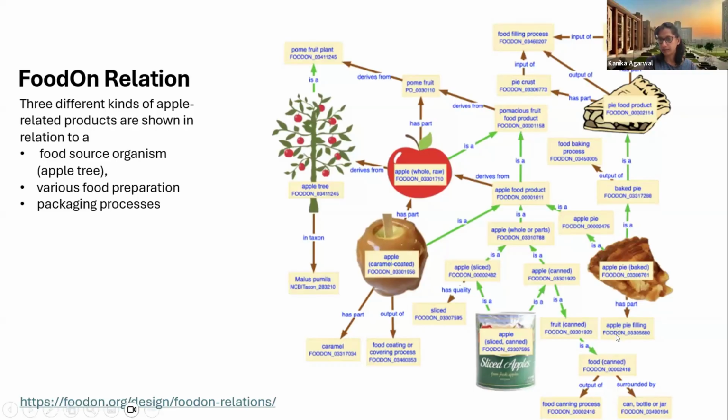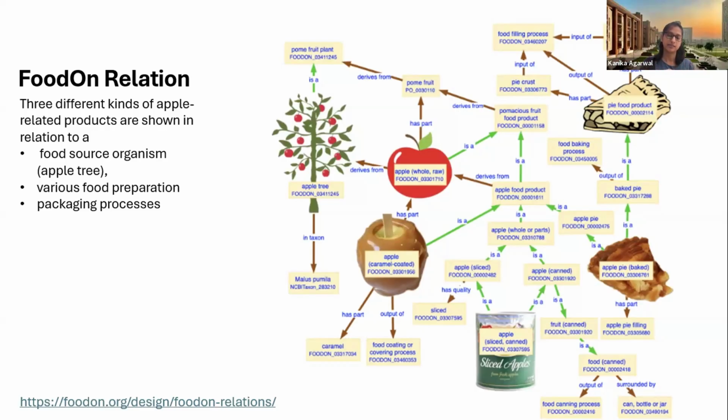So we'll just look at this apple pie. It has an apple filling, which was then inevitably produced from this apple. It is a baked pie. It is a pie food product. It's a bakery product. It is an output of a food filling process. It has an input, or pie crust is an input of this. So all of these things have unique identification codes. And if you're looking at, say, another pie, it'll have a different set of connections with it.